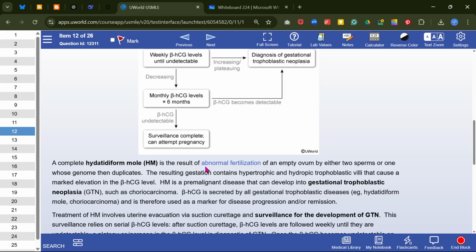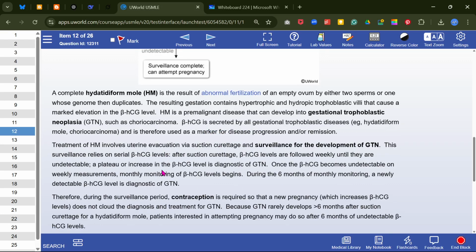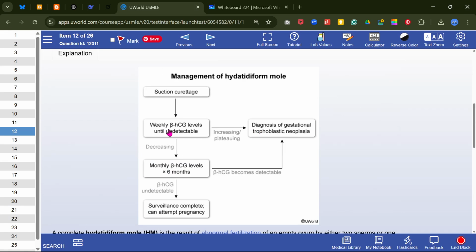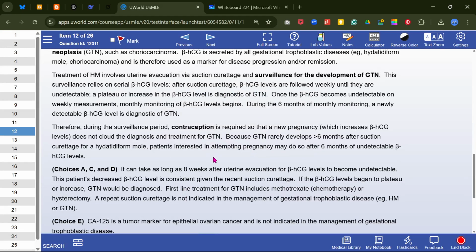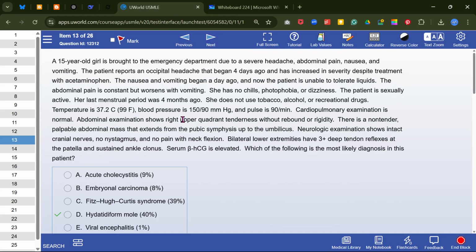So hydatidiform mole, abnormal fertilization, gestational trophoblastic disease, requires surveillance for the development of gestational trophoblastic neoplasia, and therefore during the surveillance period, contraception is needed, like we are doing weekly beta-hCG, then monthly. After surveillance is complete, she can attempt pregnancy. But in this surveillance period, contraception is required so that a new pregnancy does not cloud the diagnosis and treatment of gestational trophoblastic disease.